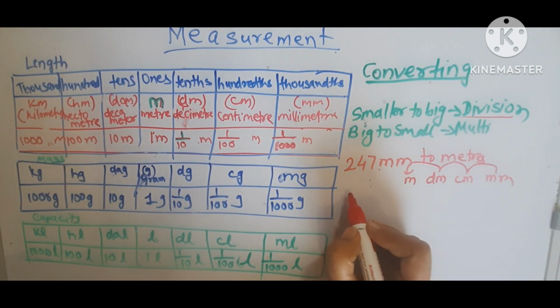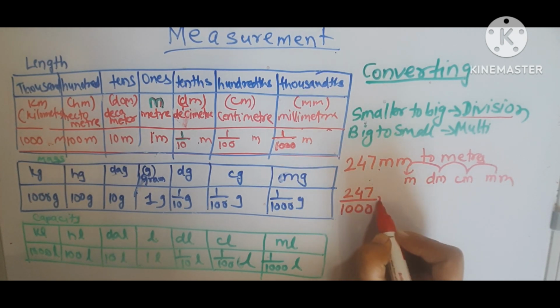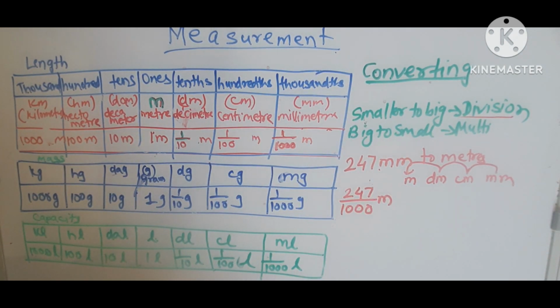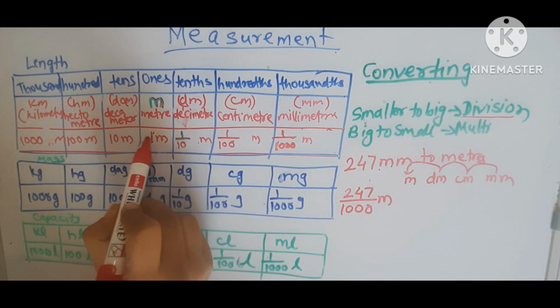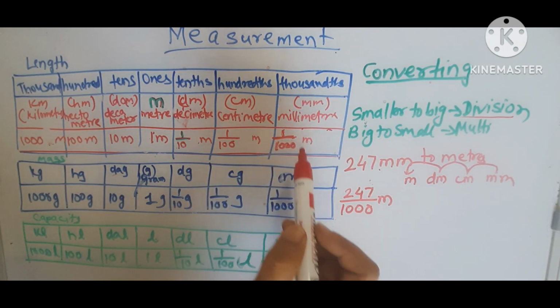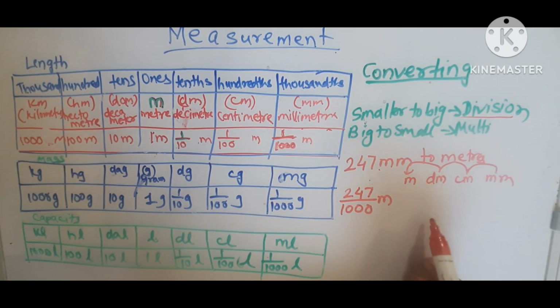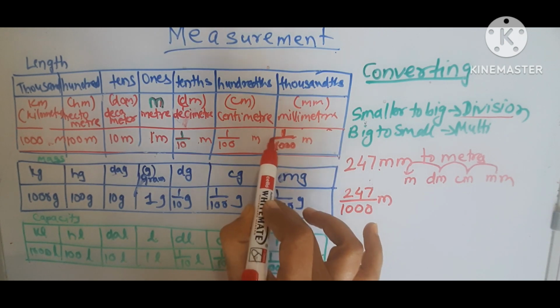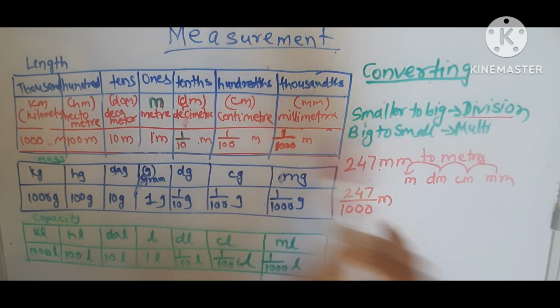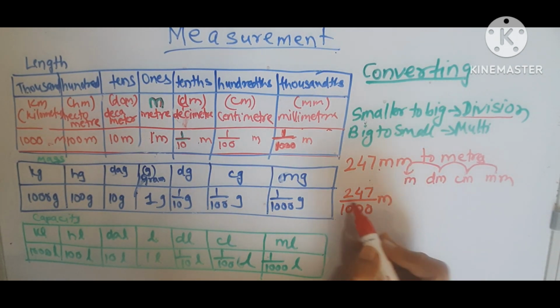We know we have to do division, so it will be 247 divided by 1,000 meter. What we are doing is converting millimeter to meter, and 1 millimeter is 1 by 1,000 meter. So 247 millimeter, if we have to convert it into meter, as we have shown here, we have to divide it by 1,000. Here you can see 1, 2, 3 zeros, we have to divide it by 1,000. So 247 divided by 1,000 meter.